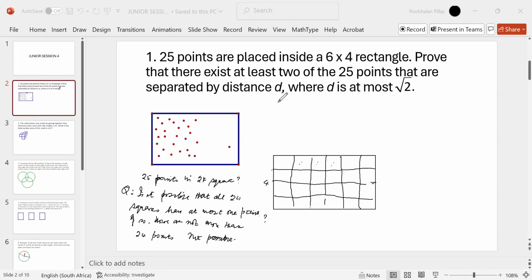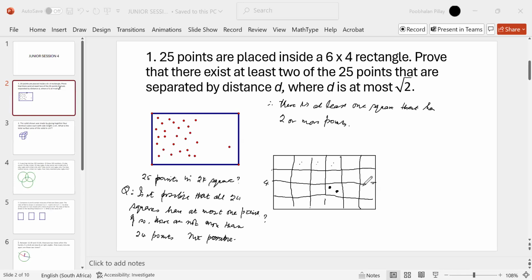You have to think about that. This is a logical statement. Therefore, there is at least one square that has 2 or more points, because the other case is not possible. So what is true is that there is at least one square which has got 2 or more points.